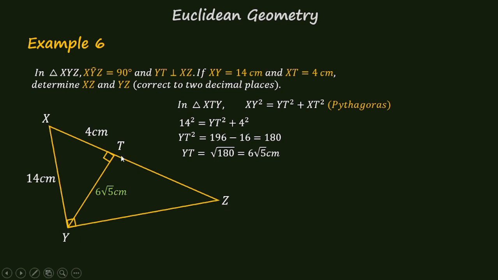YZT will be similar to the other end. We take X, Z, Y for the whole triangle. And then we start at X again, X, Y, T. So those are the triangles that will be similar to each other. It's YZT, XZY, XYT. So we have these three triangles that are similar to each other.